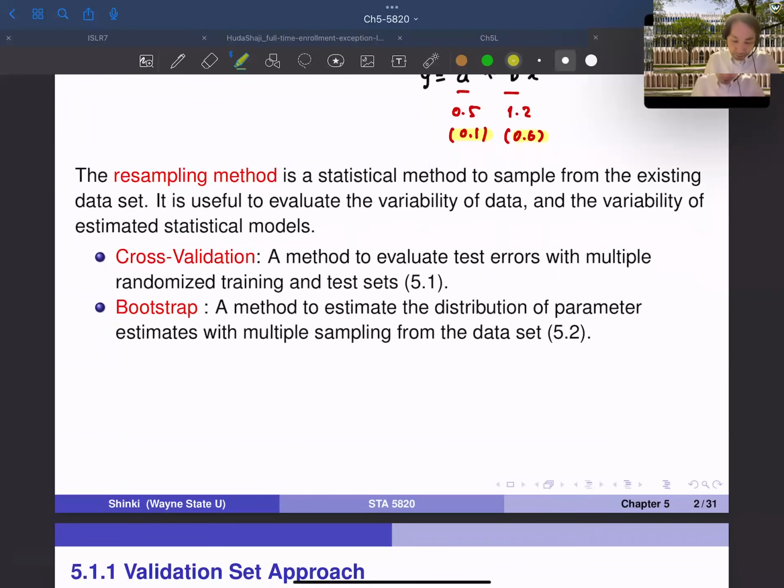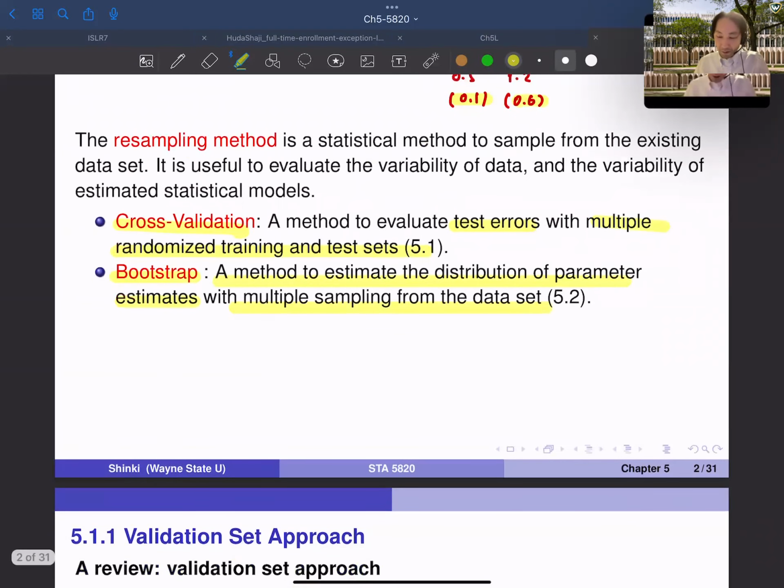One is cross-validation. This is a method to evaluate test errors with multiple randomized training and test sets. The other is the Bootstrap. This is a method to estimate the distribution of parameter estimates with multiple sampling from the dataset. So cross-validation is for prediction performance. The Bootstrap is for the reliability of parameter estimates.